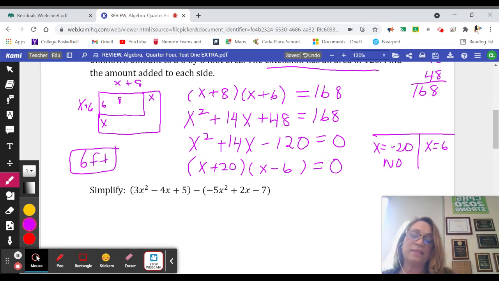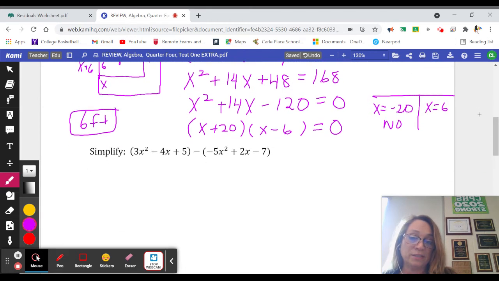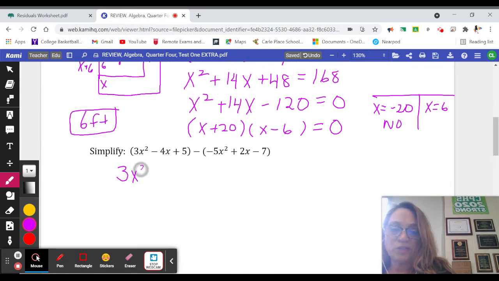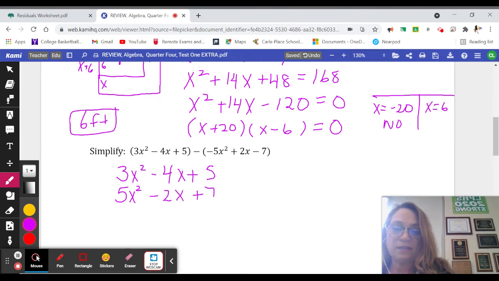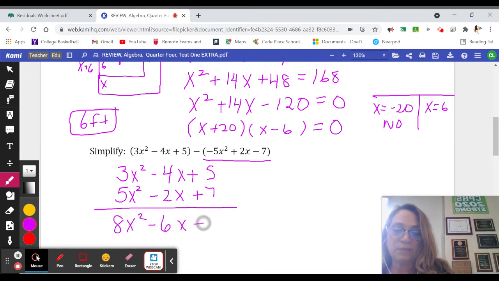Now you can double check this. So like, 6 plus 8 is 14. 6 plus 6 is 12. Hopefully that multiplies to the correct answer. All right, simplify. This is just a subtraction question. So with subtraction, you always change the signs of what's being subtracted. So I'm changing all the signs of this, what's being subtracted. So I get 8x squared minus 6x plus 12.